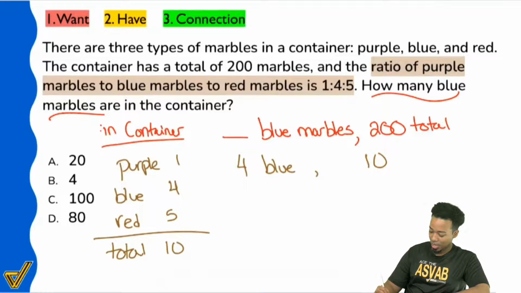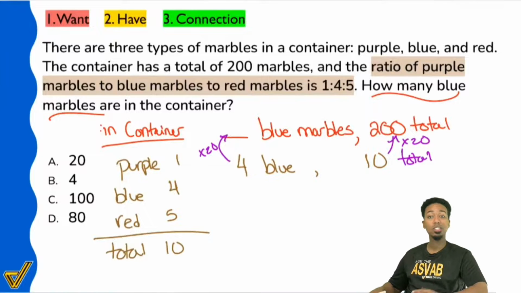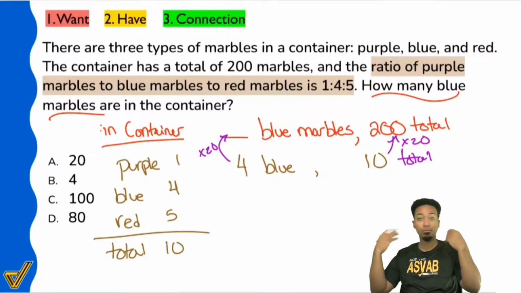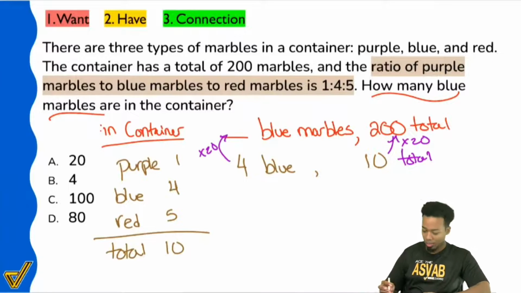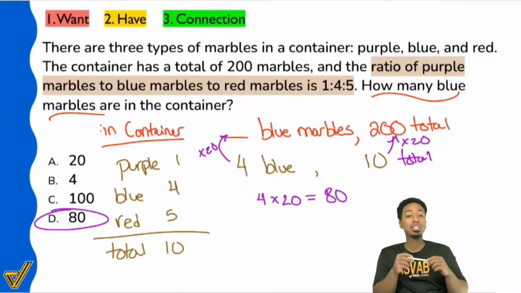where we can say, yeah, we had 10 total, but that's 10 to 200, that's times 20. And so from 4 to the answer, that's times 20. If we're comparing the same things in the same way, again, total from the second to total in the first, blue from the second, blue from the first. Yeah, it's going to be the same expectation times 10, or times 20, excuse me. 4 times 20, that's going to be 80. And so our answer is very quickly D.